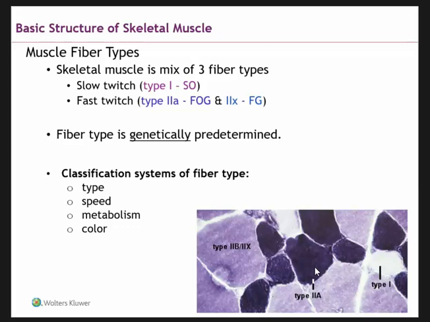One thing to know, though, is that subtle changes do take place with our fiber types over the lifespan, and it depends on our activity level, the type of exercise we do, hormonal concentrations, aging-related changes, and then disease. All of that will affect changes to our fiber types.